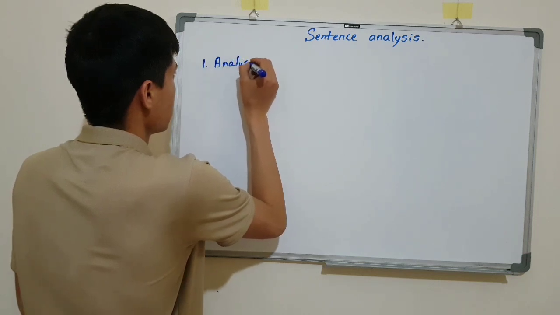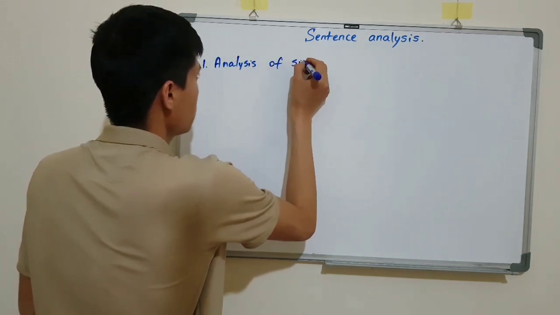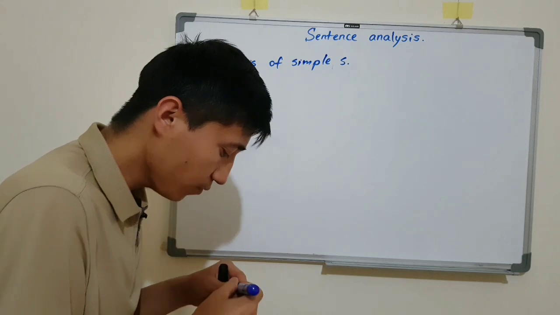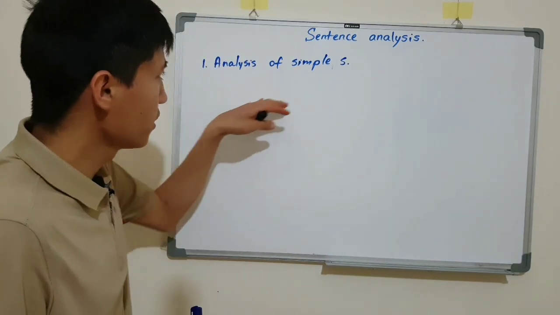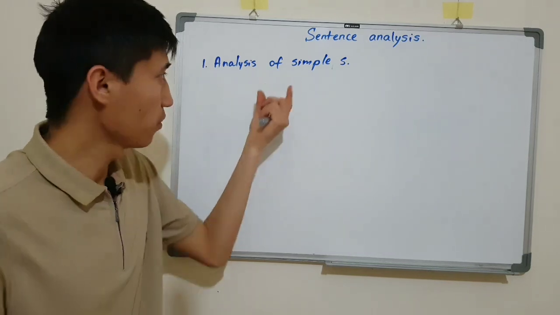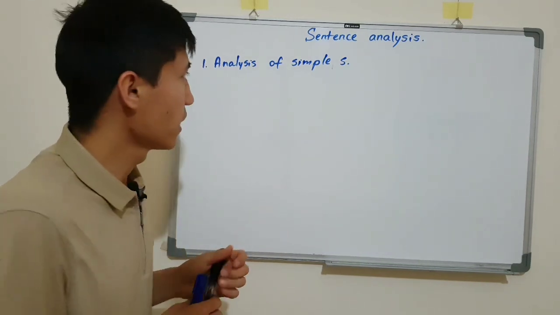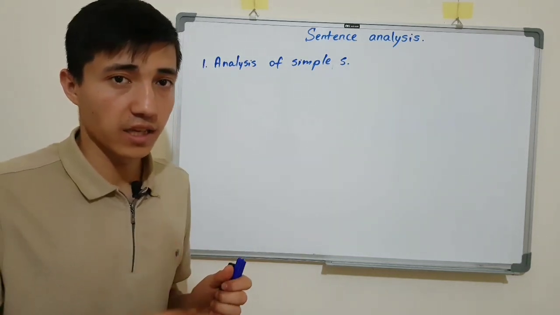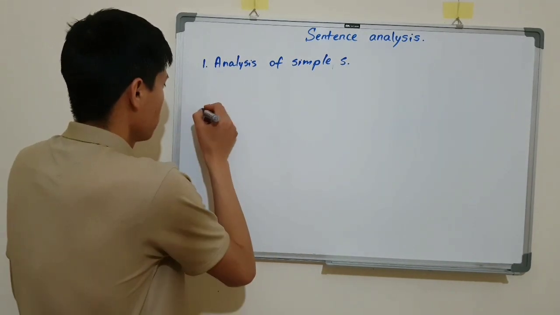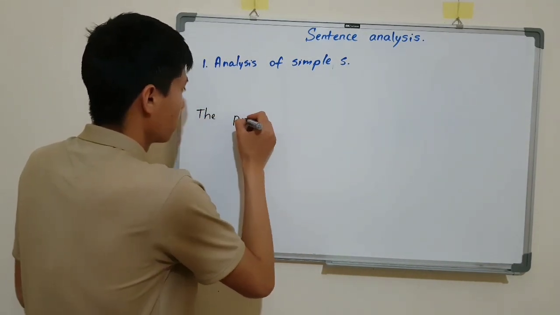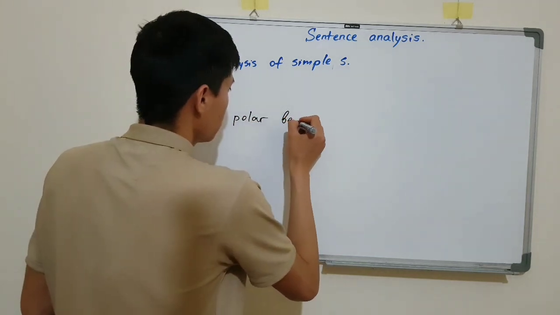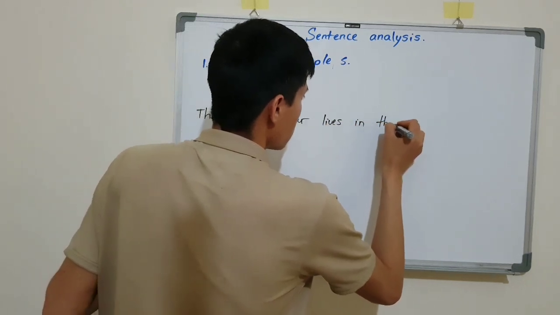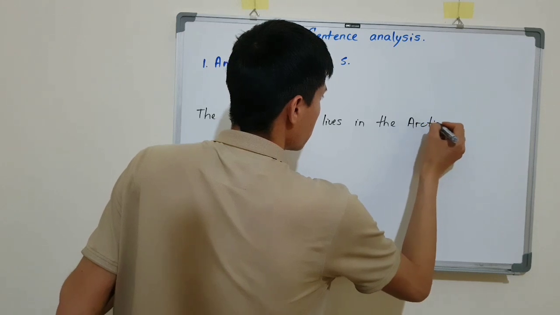It's clear by the name of the type of analysis, because analyzing a simple sentence is a bit easy. Let's look at the example to analyze the sentence. For example, the polar bear lives in the Arctic regions.